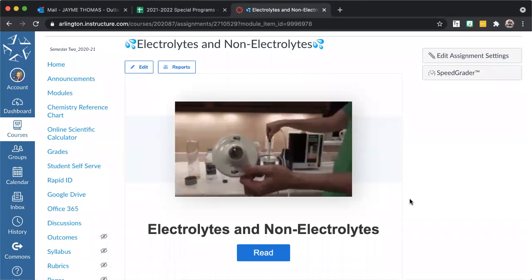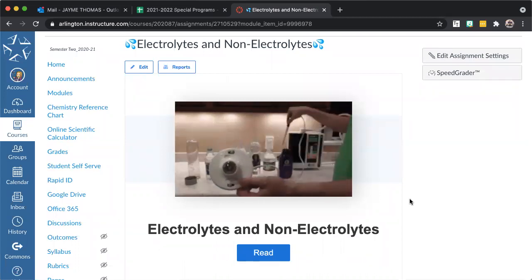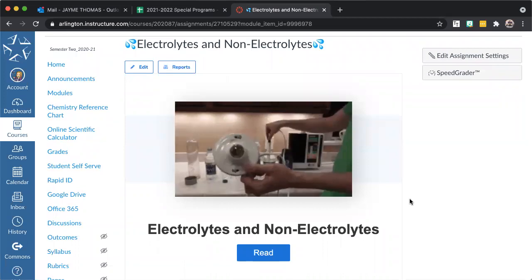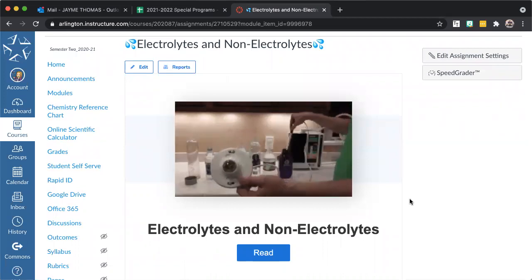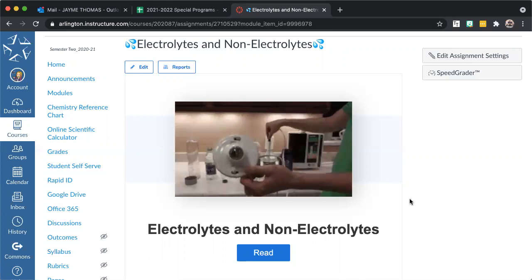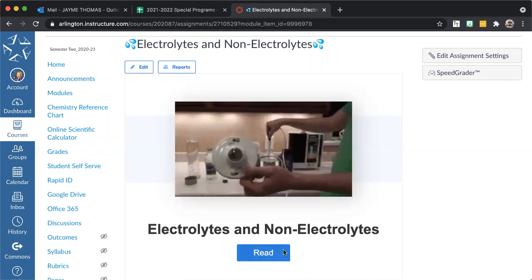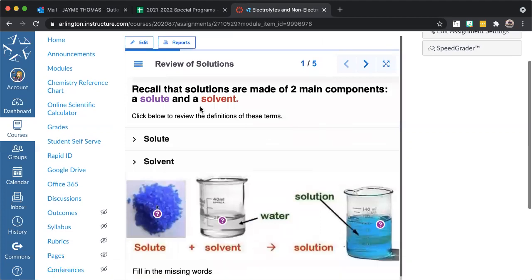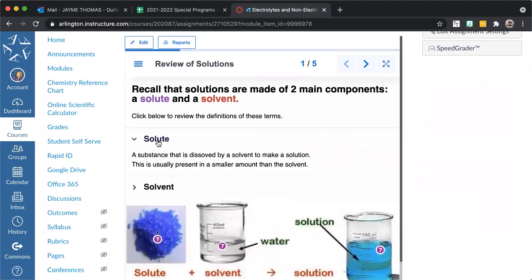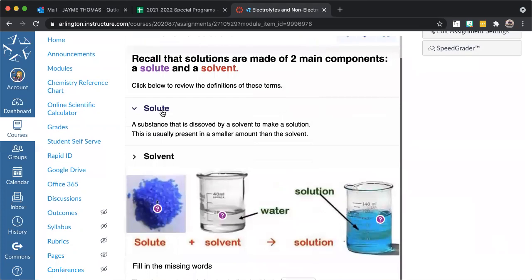So it completes the circuit and the light bulb shines. As long as there's moving ions and something that will conduct electricity to complete the circuit, the light bulb will light up. And so non-electrolytes can't conduct electricity when you dissolve them in water. And so there are some terms here just to review.